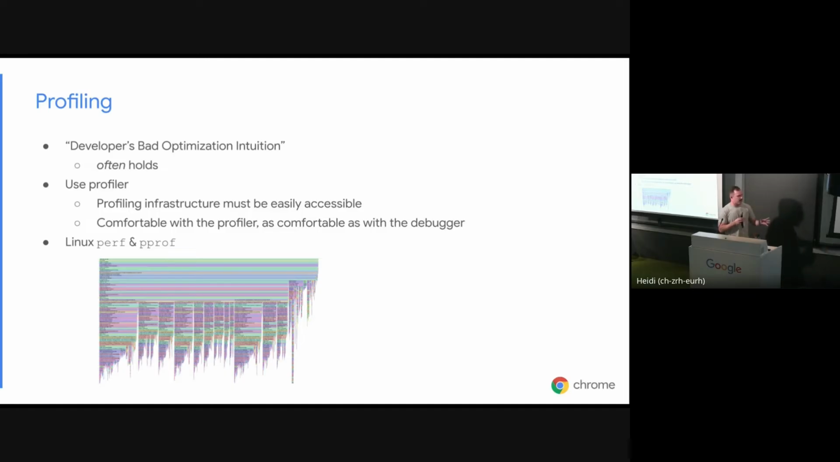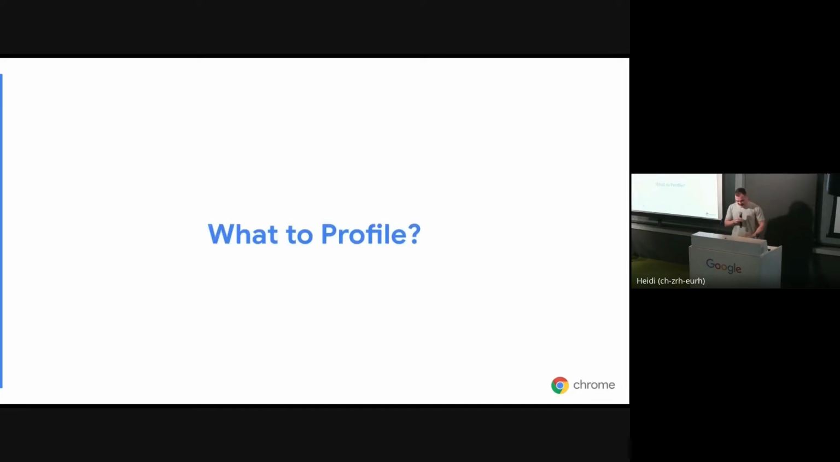Flame graphs, very simply speaking, are just a collection of stack traces sorted from the most expensive to the least expensive. So this is just an example. You probably cannot see much from this graph, but it doesn't matter. So the very first question was what to profile.